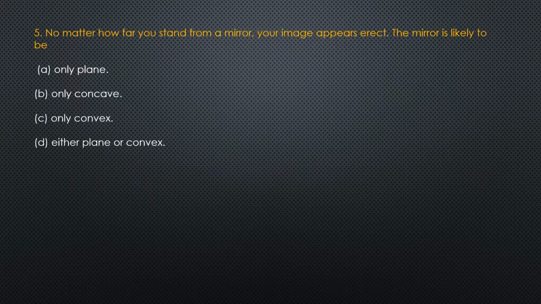No matter how far you stand from a mirror, your image appears erect. The mirror is likely to be only plane, only concave, only convex, either plane or convex. So we know that in case of plane mirror and convex mirror, the image formed is always erect image. So the correct option is either plane or convex.